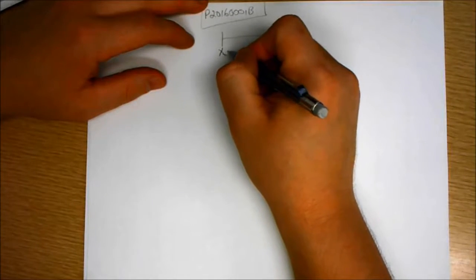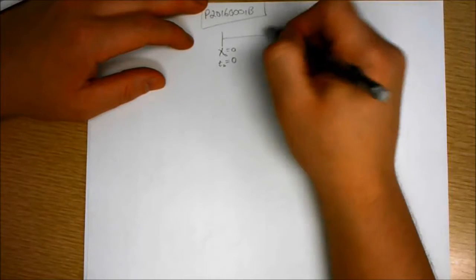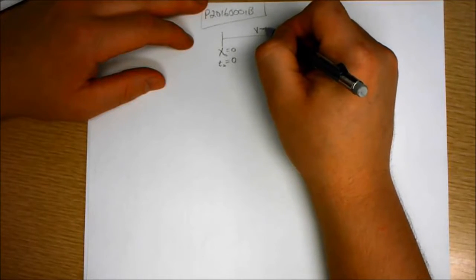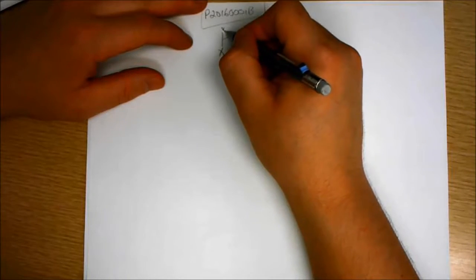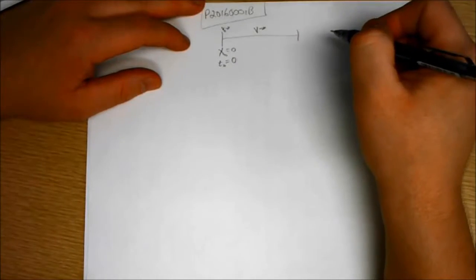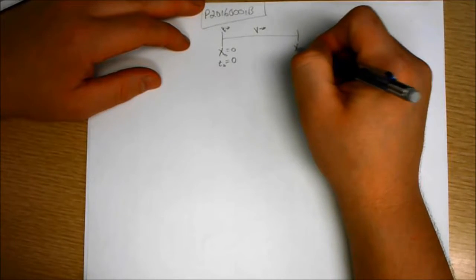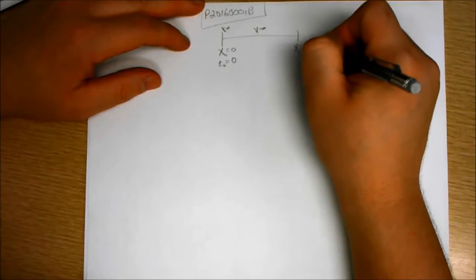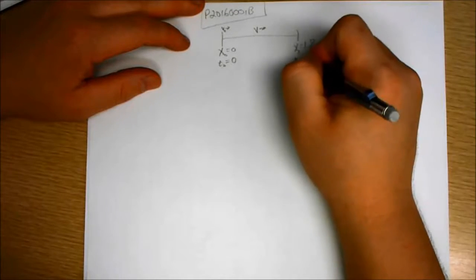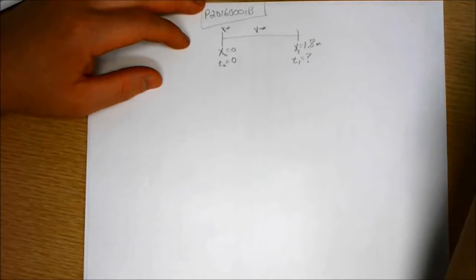One-dimensional motion, so we can draw kind of a number line thing. I can say x0 equals 0, t0 equals 0. V is in this direction, both initially. I can say v0 is in that direction, but all throughout the trip. Here, we can call it x1, equals 1.8 meters. T1, we don't know what that is.